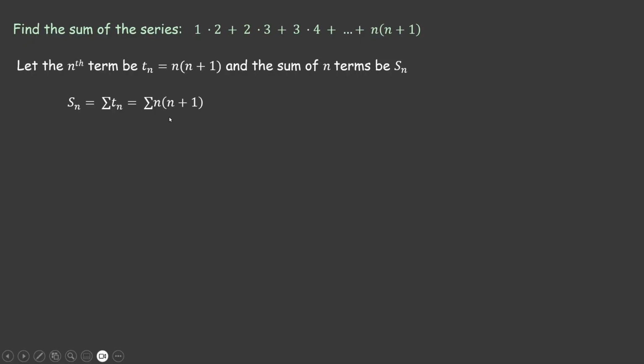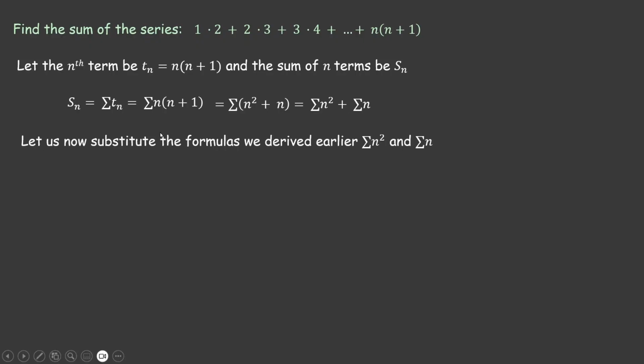Right. Now we are going to just open this bracket. So this is sigma n square plus n. And since we can distribute this summation sign, this is sigma n square plus sigma n. Now it becomes quite easier for us, since we can just substitute the formulas we have derived for sigma n square and sigma n. This is actually the sum of squares of first n natural numbers, and this is the sum of first n natural numbers. So Sn is equal to n into n plus 1 into 2n plus 1 upon 6 plus n into n plus 1 upon 2.